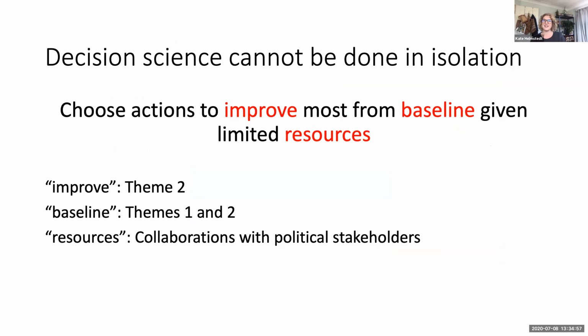Now, all of this decision science stuff, I've only talked about prioritization really. There's a lot of other, of course, ways that we can borrow from the mathematics in this space for Antarctica. But really, just a reminder that our overarching objective is always to choose actions to improve the most from the baseline, given limited resources. And this is not something that we can do in isolation. So there's really clear, I think, collaborations and reliance on the other themes and our potential collaborations with political stakeholders as well for us to be able to make these types of decisions.